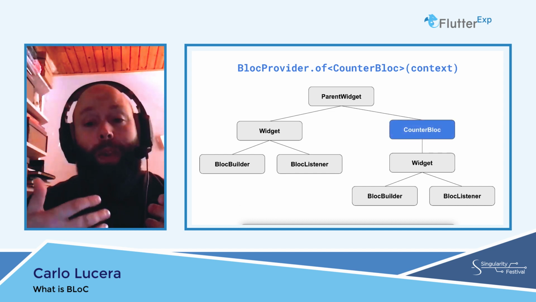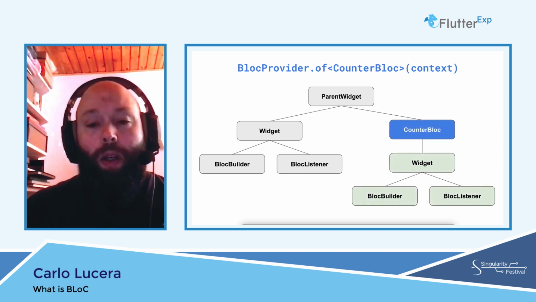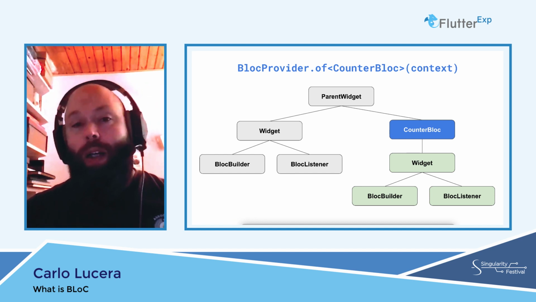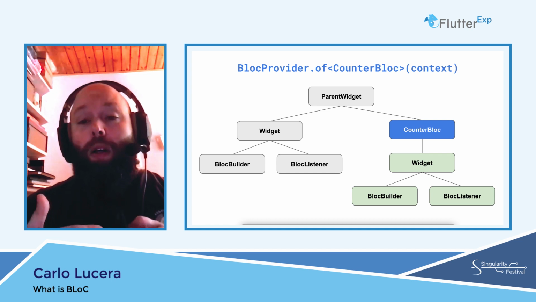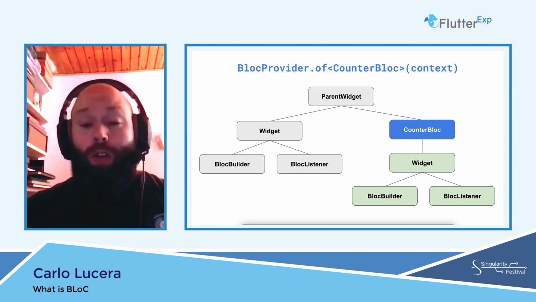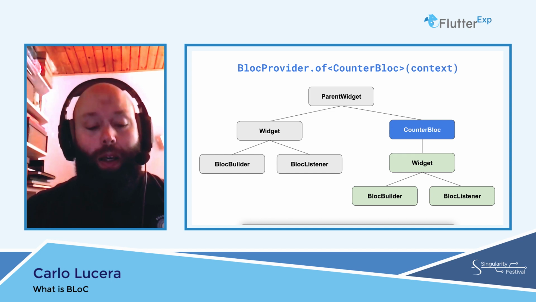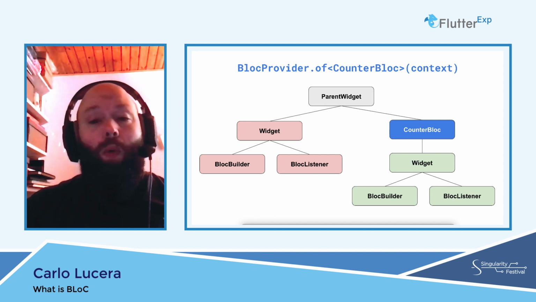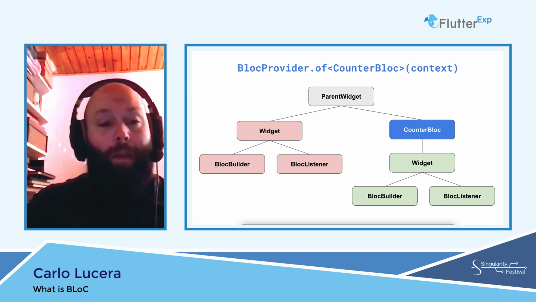This means that if you have this counter block, all the widgets under that will be able to obtain the block instance by calling this method. Remember that since the children of the widget are available to the block, only those children or grandchildren of that widget will be under that block. The rest of your tree won't have access to that. So if you call the block provider of counter block context in the left tree, you will get null.